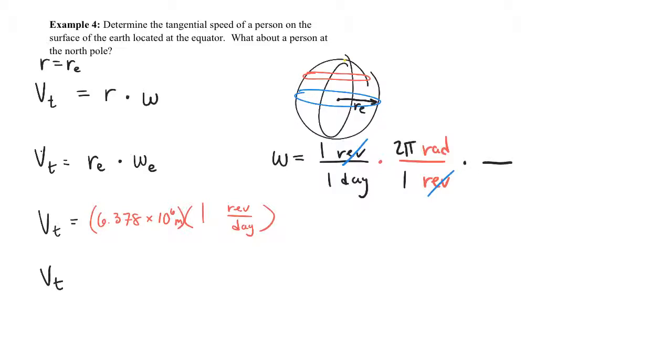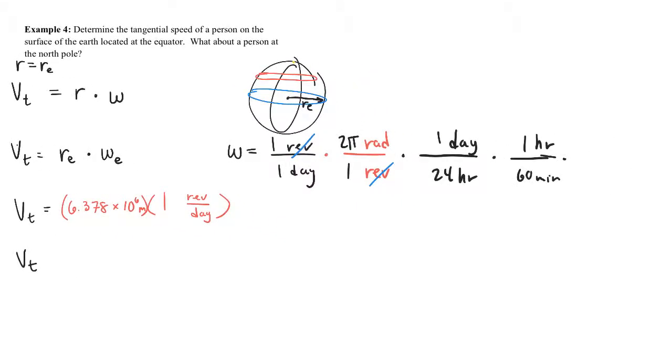I then want to multiply to get rid of days. Days are in the bottom, so I put days up top. There are 24 hours in 1 day. 1 hour is 60 minutes. And last but not least, 1 minute contains 60 seconds.